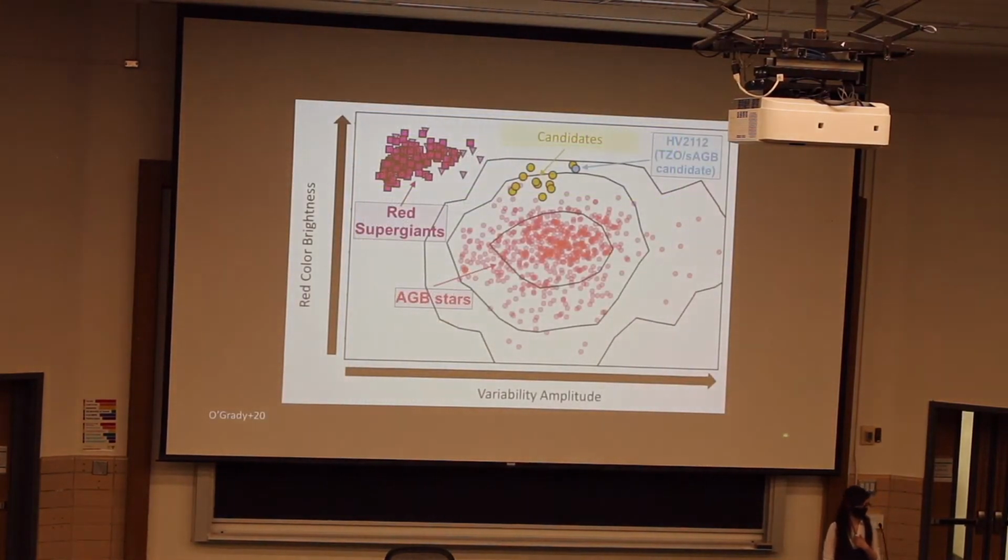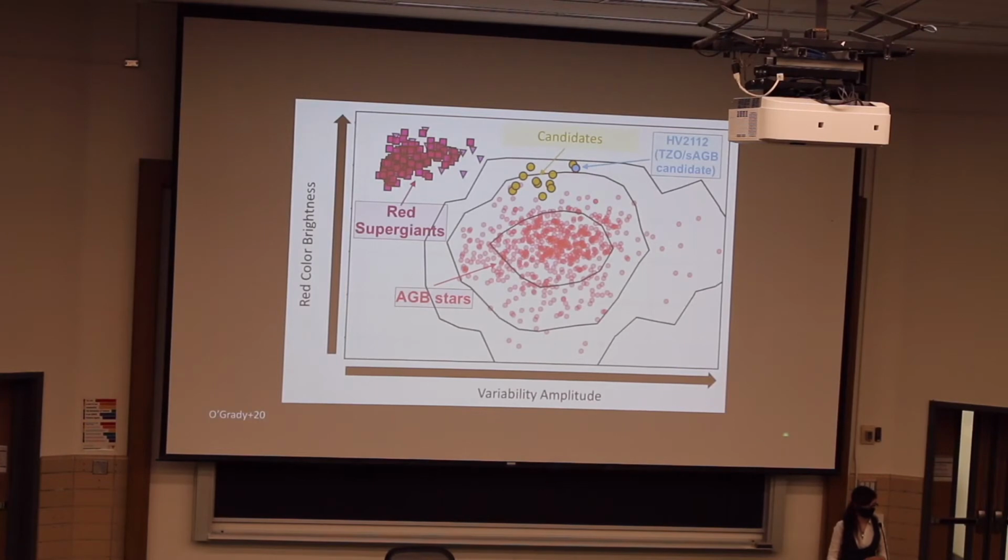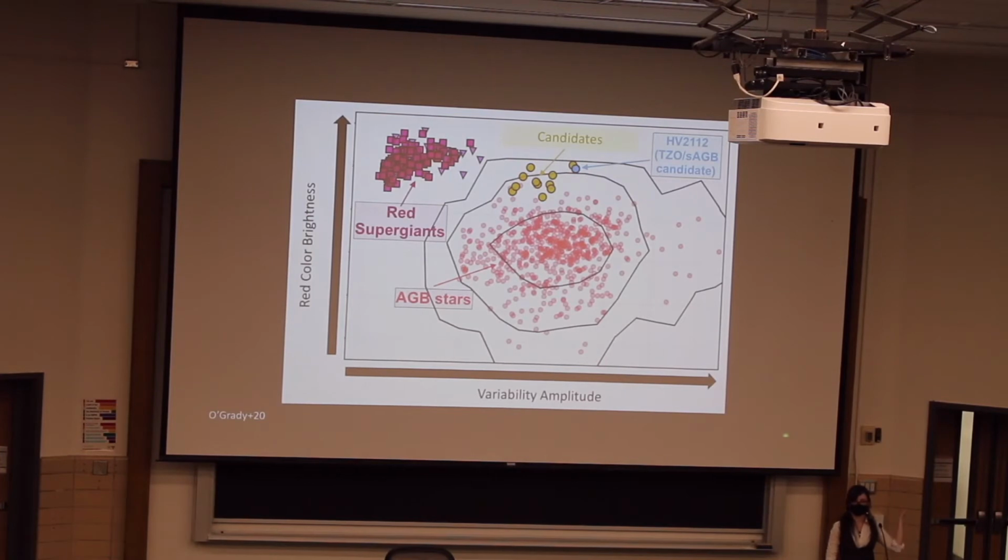So this is a version of a plot from my paper. On the horizontal axis, we have the variability amplitude. This is how much the brightness changes. So what's the difference in watts, essentially, between when the star is at its darkest point and when it's at its brightest point, increasing this way. And then on the vertical axis is the brightness of the star, but in a red filter, because all these stars are super, super red.